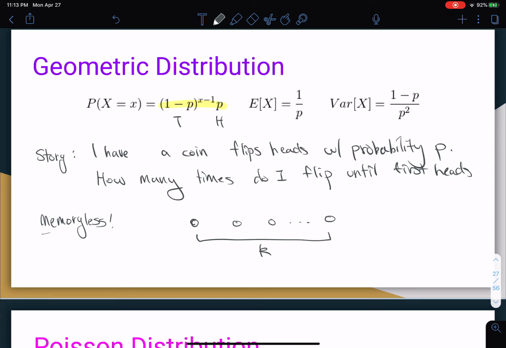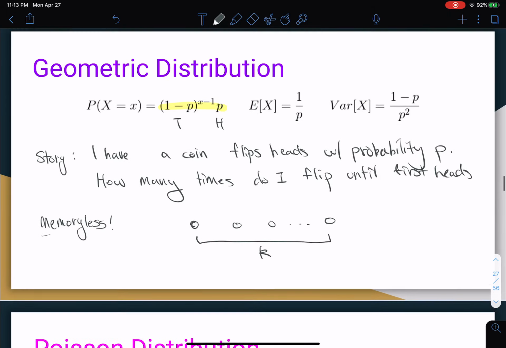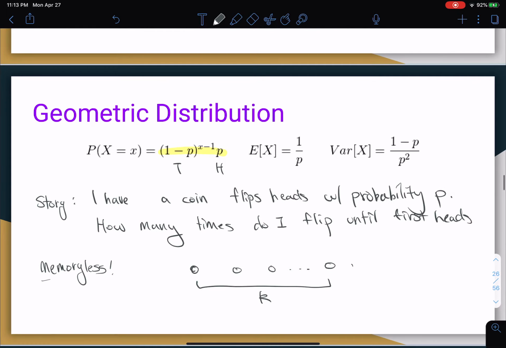Well, the memoryless property says, okay, we just reset. Once we get to k plus 1, we reset. So every single time we are resetting our chances.